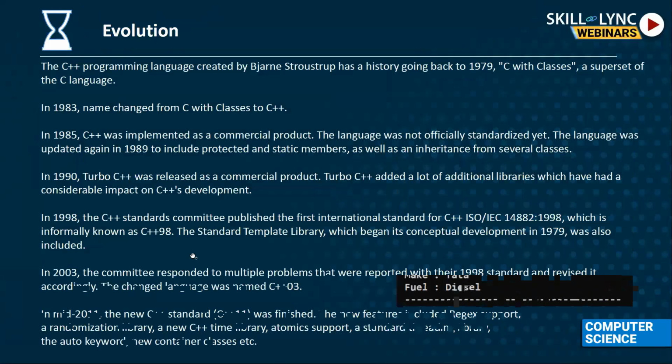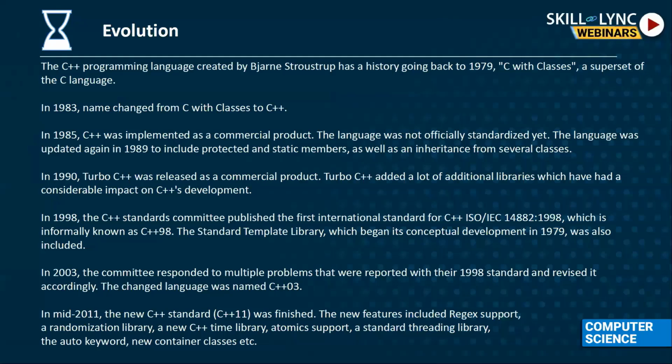So the next part is how C++ has evolved till now. Initially, C++ was created by Bjarne Stroustrup and has a history going back to 79. Earlier they called it C with classes, because C doesn't support classes. C has structures and doesn't support classes and object-oriented programming. So earlier they used to call it C with classes, and then going forward they changed the name from C with classes to C++.